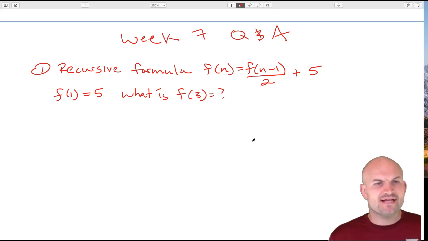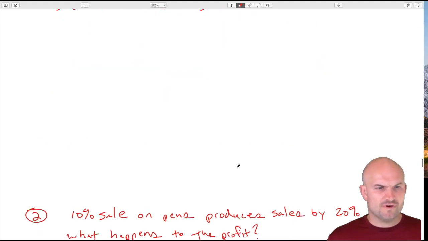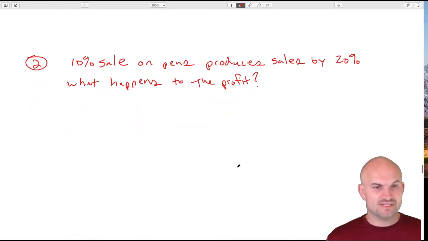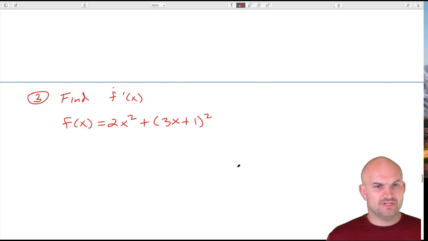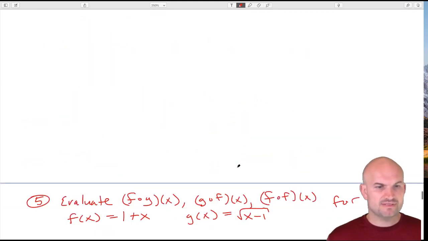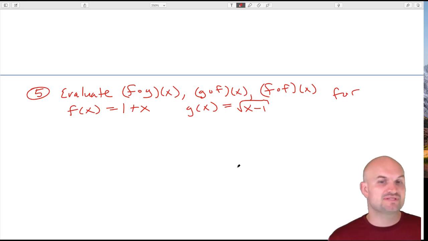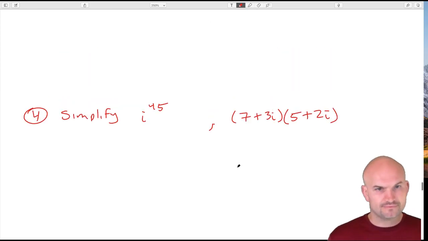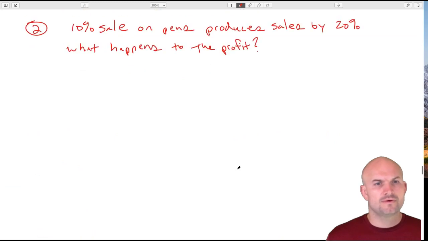All right, so the first question is just dealing with, let's go through it one more time. We're going to do recursive formula, we're going to do some sales, and then we're going to do the derivative with the chain rule. We're going to simplify with complex numbers, and then we're going to do composition of functions.